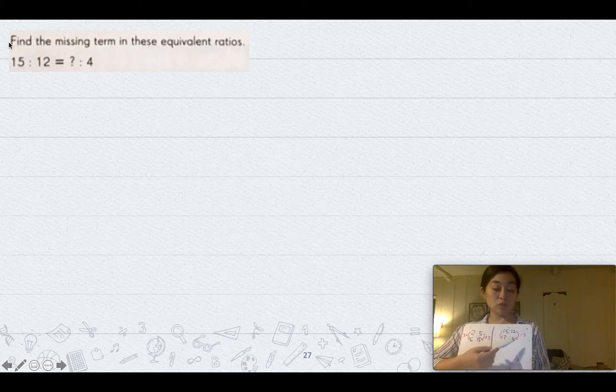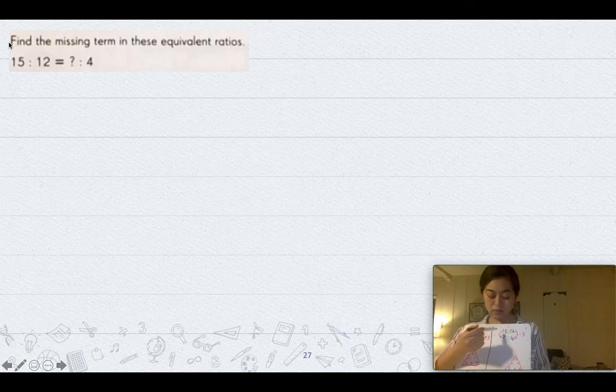Then whatever I do on one side of the ratio, I have to do on the other side of the ratio. So I have to do 15 divided by 3. And what is 15 divided by 3? If you said 5, you are correct. Good job.